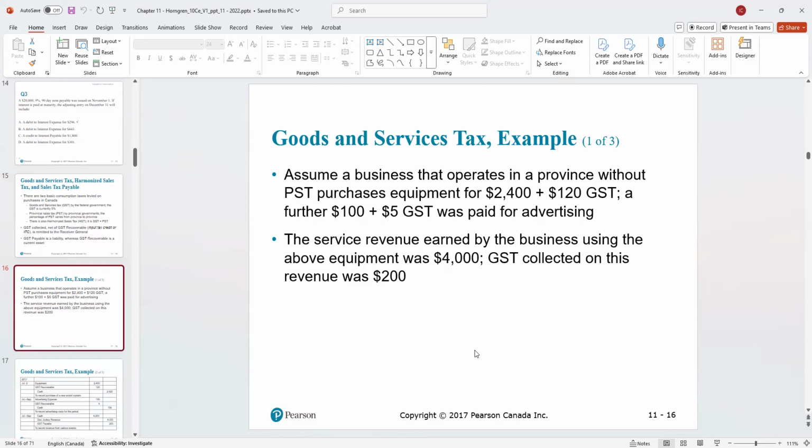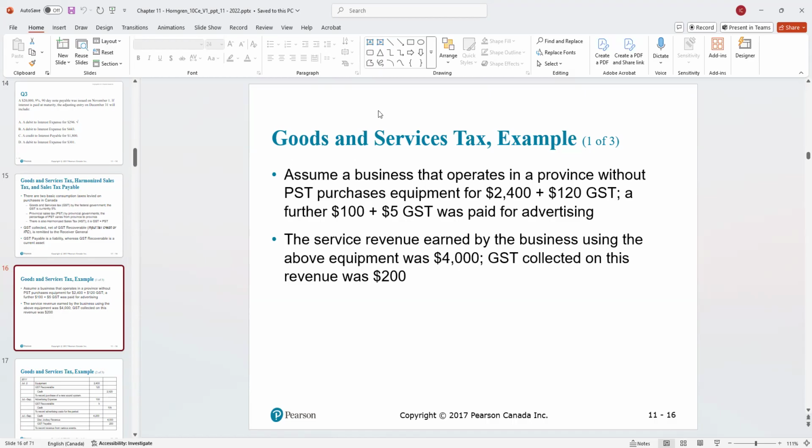Now let's see the example. Assume that the business operates in a province without PST. They purchase equipment for $2,400 plus $120 GST, and they paid $100 with $5 GST for advertising. Service revenue was earned using the equipment for $4,000, and the company collected $200. What will be the journal entries?